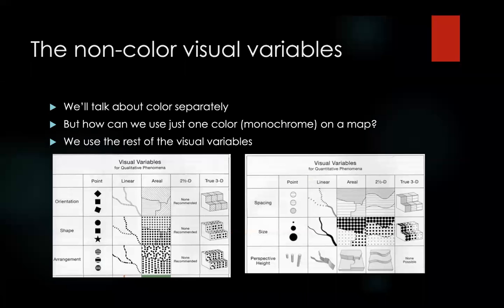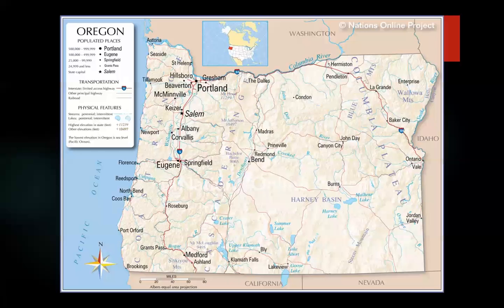Now let's move on to shape. Shape is often used to designate why one point is different than another. In this map of Oregon, we can see that Salem is shown as a star to designate it as the capital. This is different from how Eugene and Springfield, Corvallis, and Albany are shown with just dots.